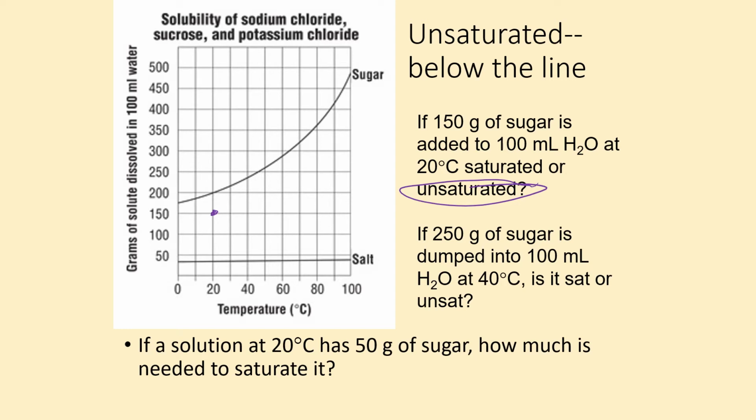Okay, so you can still add more sugar until you get to here at 20 degrees, and then it would be saturated. So it's below the line, you still could add 50.